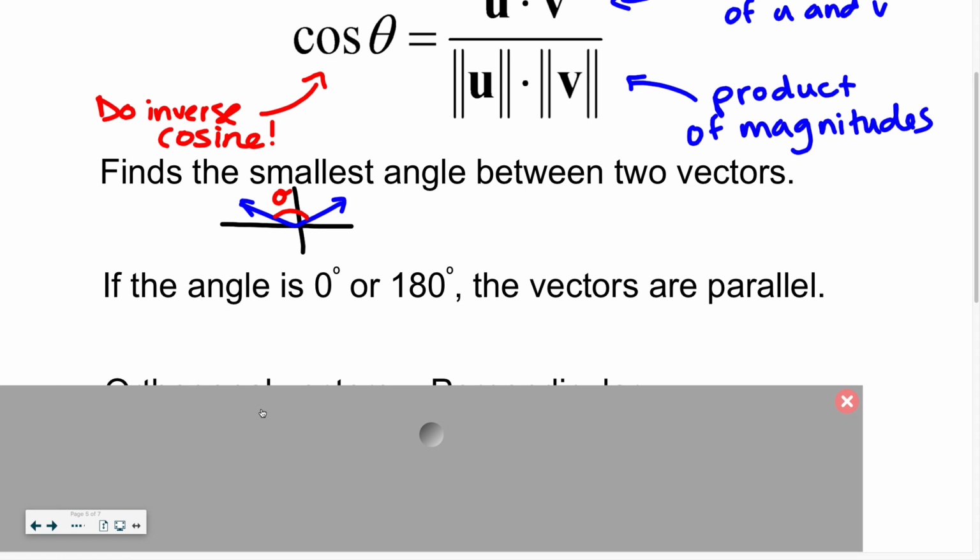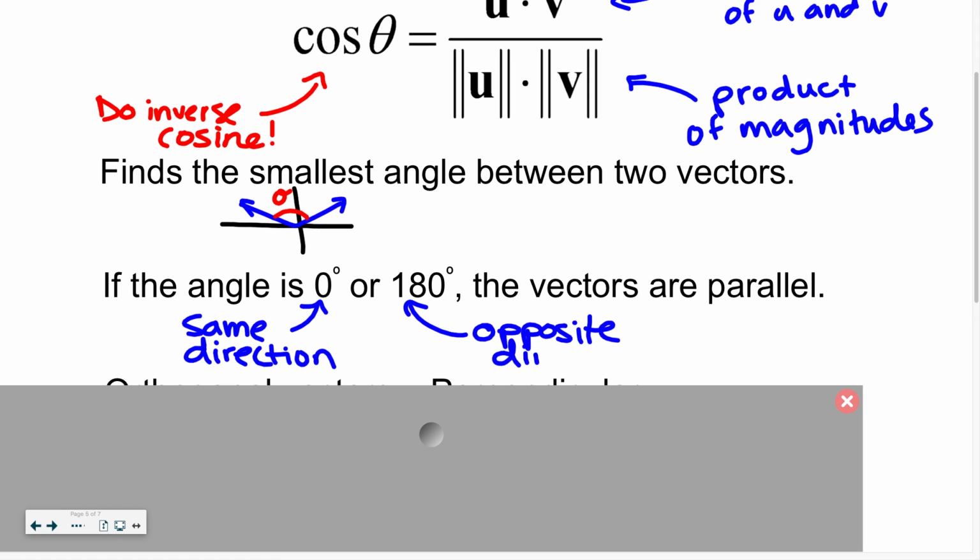If the angle comes out to be 0 or 180, then you have parallel vectors. Okay, so it would mean that they're parallel to each other. It doesn't necessarily mean that they're going in the same direction. If it's 0 degrees, it is the same direction. If it's the 180 angle, your vectors are going in opposite directions.